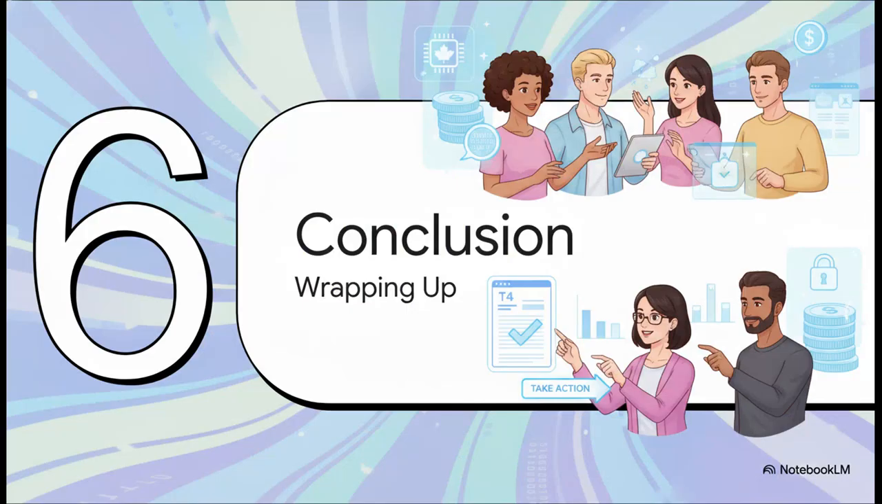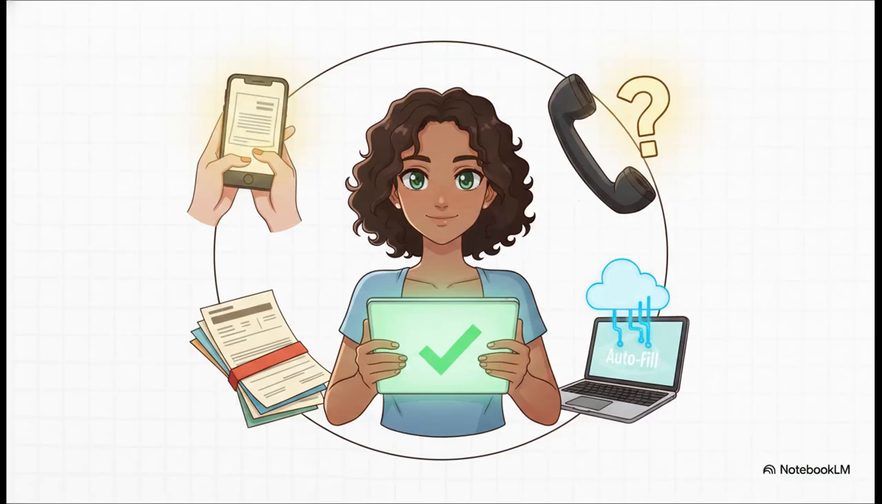And finally, Section 6, Conclusion, CTA, and Disclaimer. Wrapping up. Let's wrap up this explainer with a few final, crucial takeaways to ensure you are fully prepared to take action. Here's your quick summary. T4s are your essential income statements. You can access them instantly via CRA My Account. Remember our pro tip? Use screenshots to avoid that annoying CRA printing glitch.